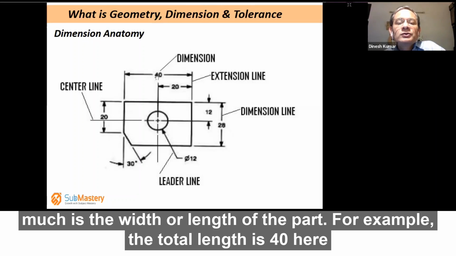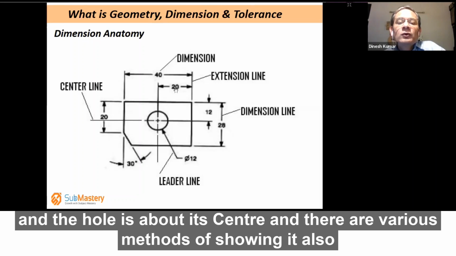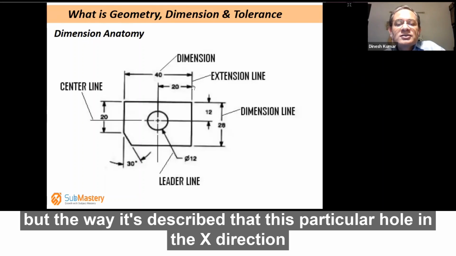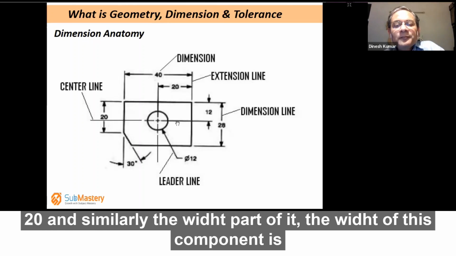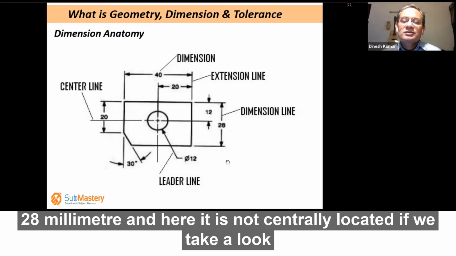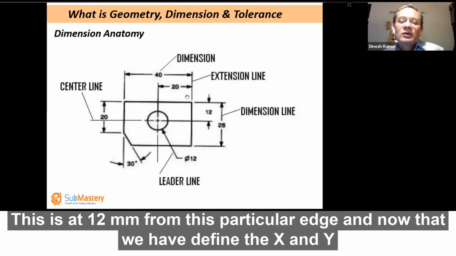For example, the total length is 40 here, and the hole is about its center. There are various methods of showing it, but the way it is described, this particular hole in the x direction, I'm sure we all know this is x, and y is from bottom to top, is located at 20. Similarly, the width of this component is 28 millimeter, and here it is not centrally located. If we take a look, this is at 12 millimeters from this particular edge.